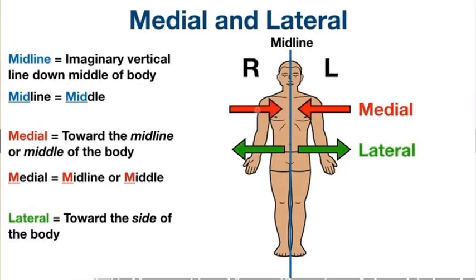So you can see the red arrow is moving towards this direction. Any structure which is more towards the midline, this blue line here, is medial. Any structure away from the midline is lateral. So any structure towards the midline is medial, and any structure away from the midline is lateral. Okay, so we're going to look at examples.